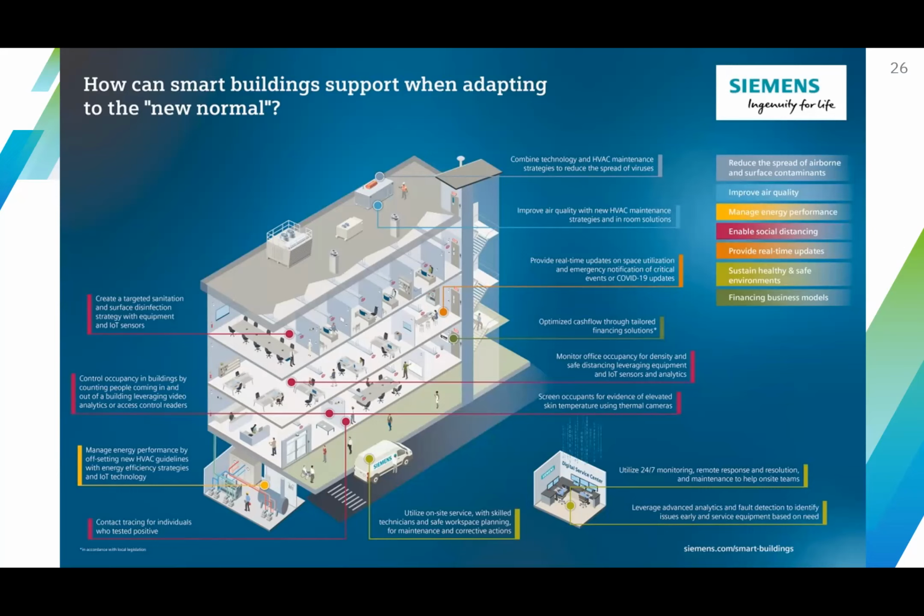We can see from the picture how they created a targeted sanitation and surface disinfection strategy with equipment and IoT sensors, managing energy performance by offsetting new HVAC guidelines, optimizing cash flow through tailored financing solutions, monitoring office occupancy for density and safe distancing, and much more.